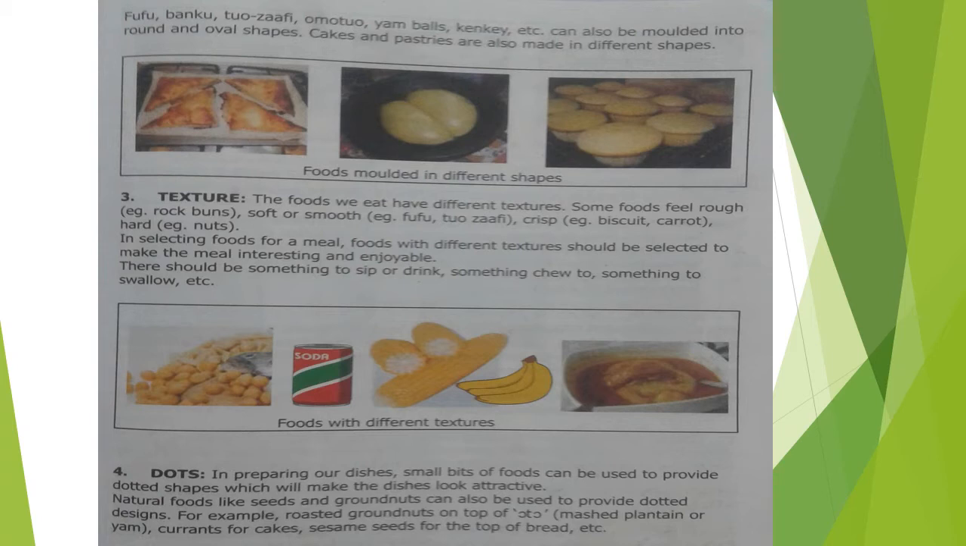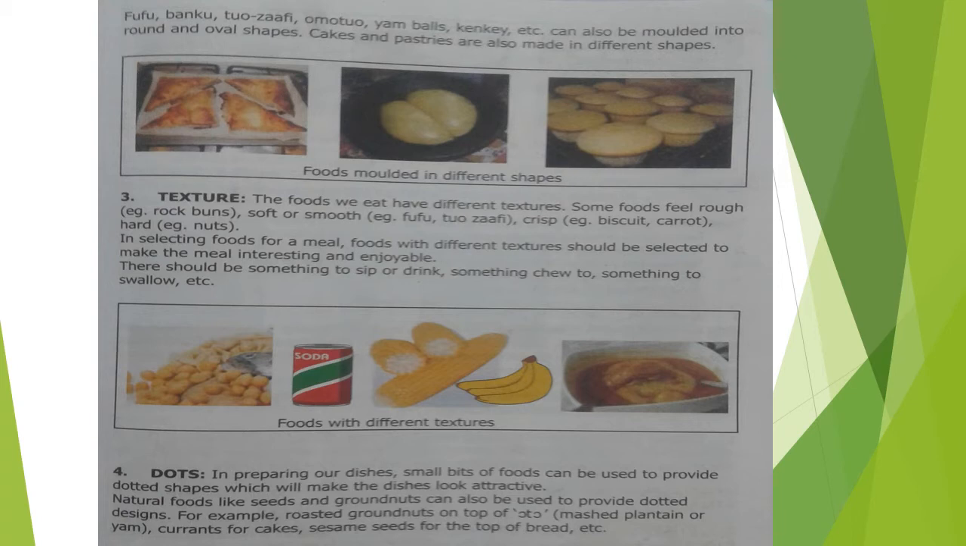Now we go to texture. The foods that we eat have different textures. Some foods feel rough, example rock buns; soft or smooth, example fufu, tuwo zafi; crisp, that is biscuit, carrot; hard, that is nuts. In selecting food for a meal, foods with different textures should be selected to make the meal interesting and enjoyable. There should be something to sip or drink, something to chew, something to swallow. So let us look at the foods with different textures.